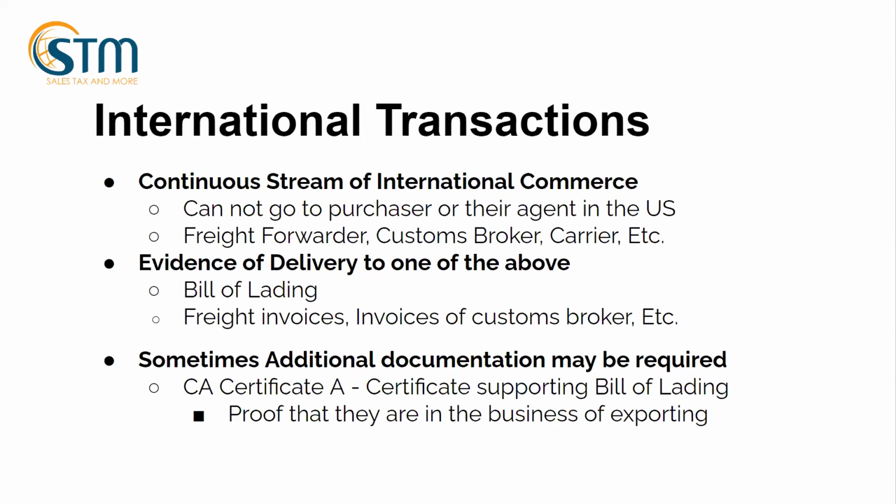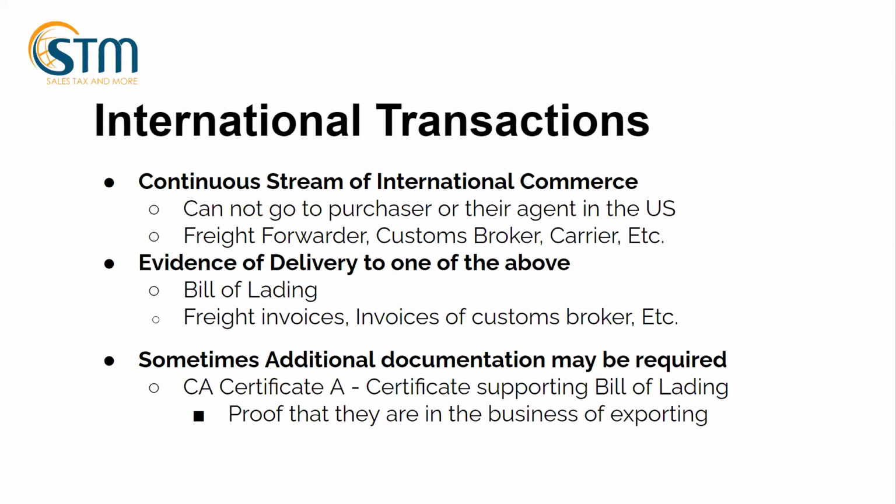That's considered a delivery here in the United States, in just about every state out there, and then it's going to be taxable in that state. Now, what we talk about with the continuous stream, if something is being sent to a freight forwarder, a customs broker, directly to a carrier, et cetera, that is called a continuous stream of international commerce. It's not taking a break. It's not being received by the purchaser or one of their agents, which puts a break in that stream.